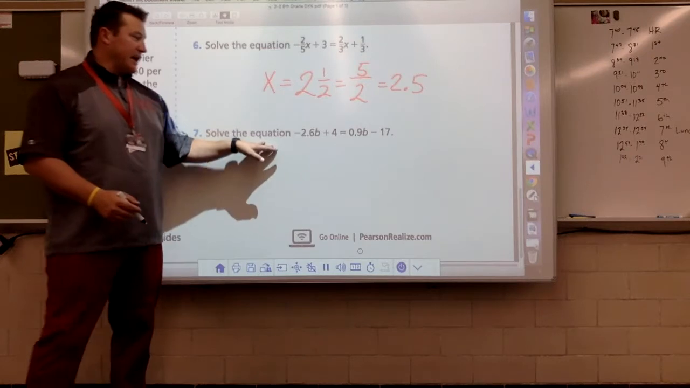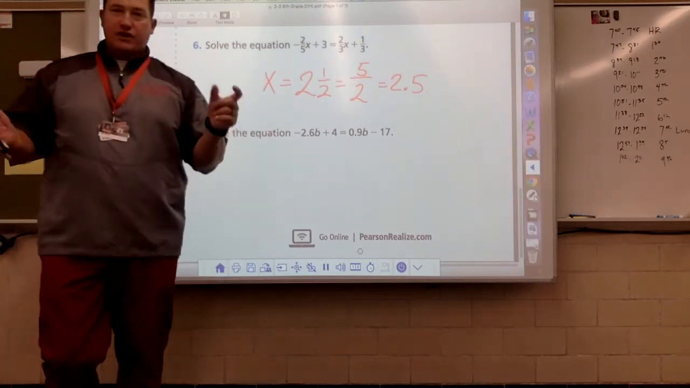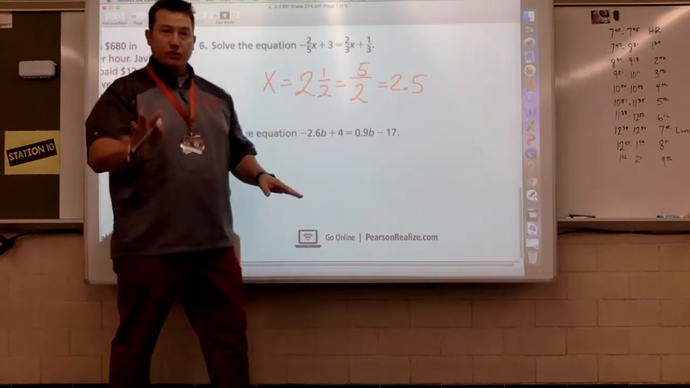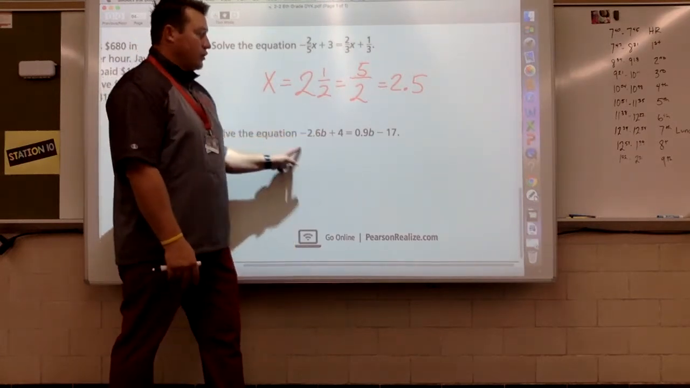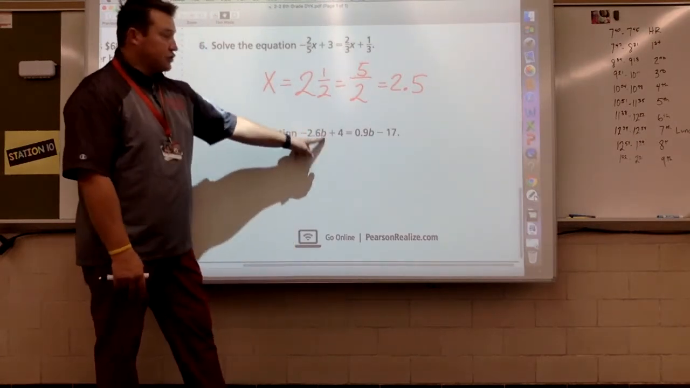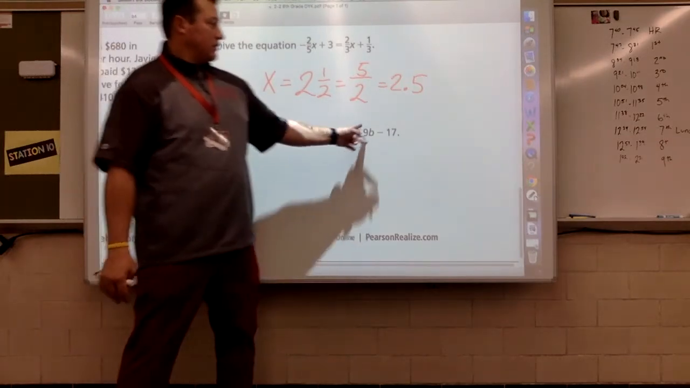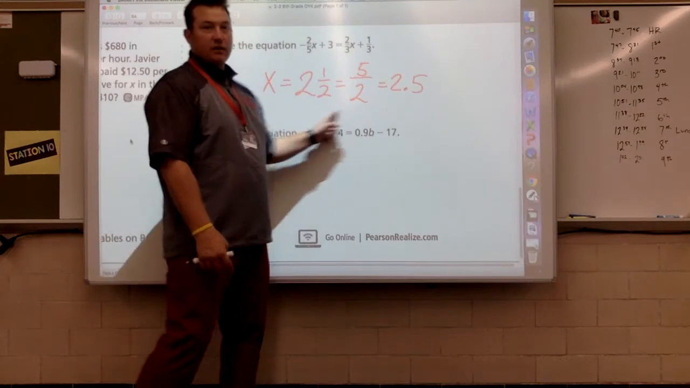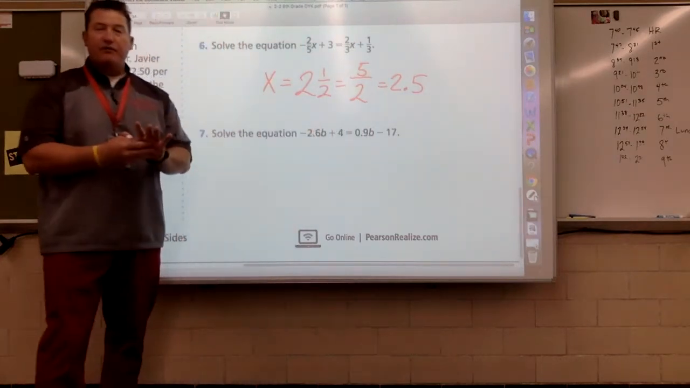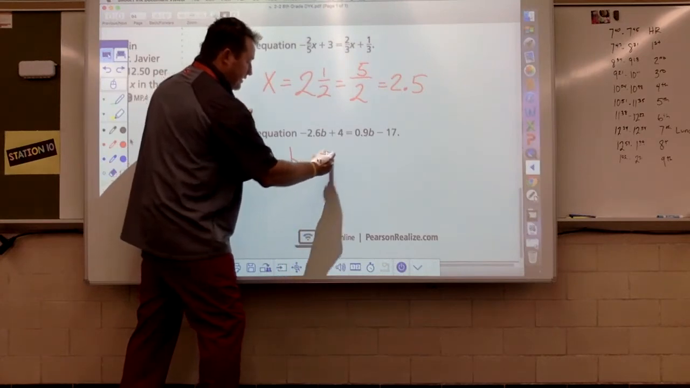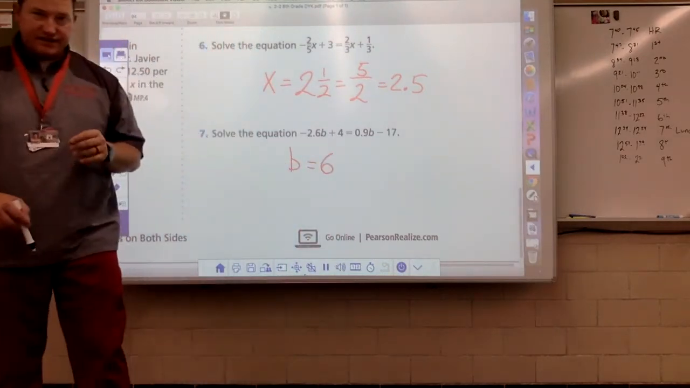Okay. Same thing down here on 7, right? Variables on both sides, constant terms on both sides. Which one should we move? Make a good math choice. Move negative 2.6b over here to the right. Move that 17, a little bit of addition, back over here with 4. Okay. We do all that, we actually get a good number here. B is equal to 6.